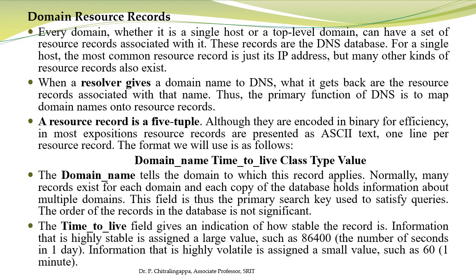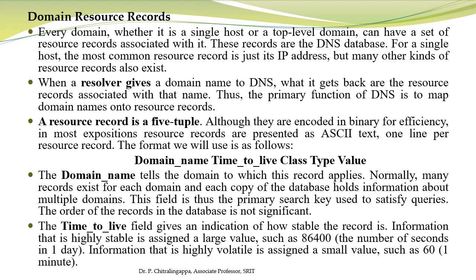Domain name records. Every domain, whether it is a single host or a top level domain, can have a set of resource records associated with it. These records are the DNS database. For example, for a single host, the most common resource record is just the IP address, but many other kinds of resource records also exist. When a resolver gives a domain name to the DNS, what it gets back are the resource records associated with that name. The primary function of the DNS is to map domain names onto resource records.